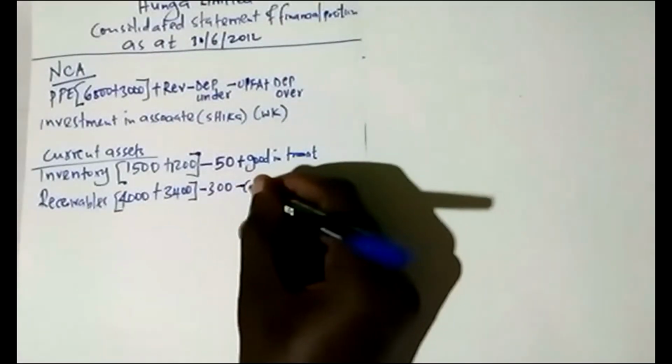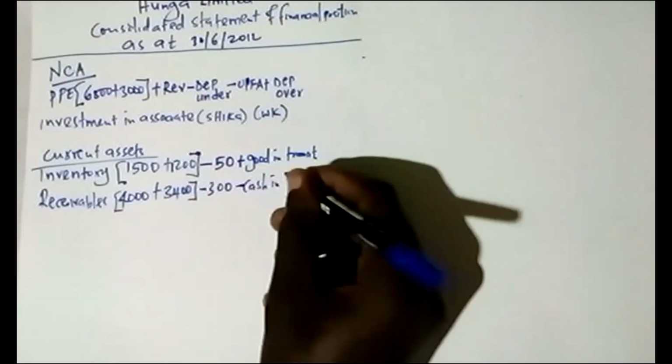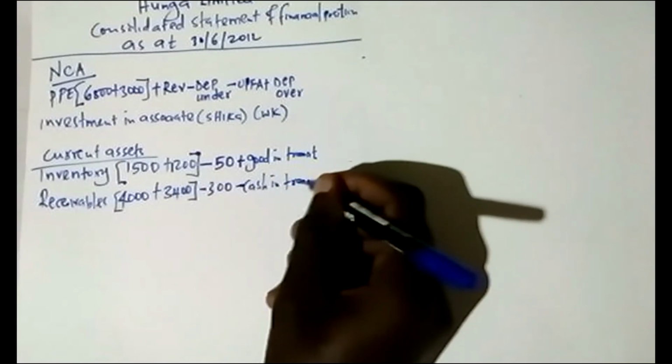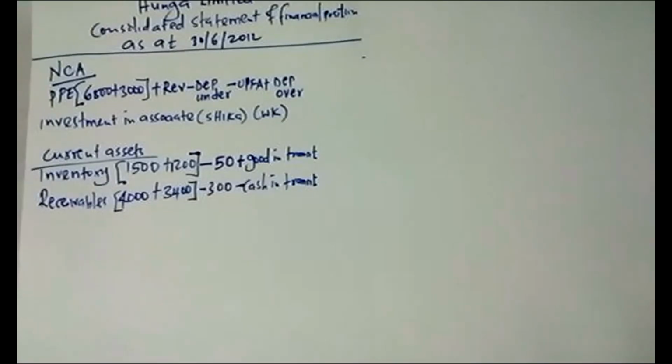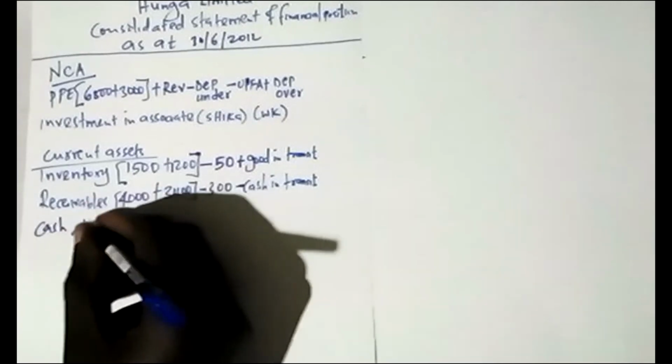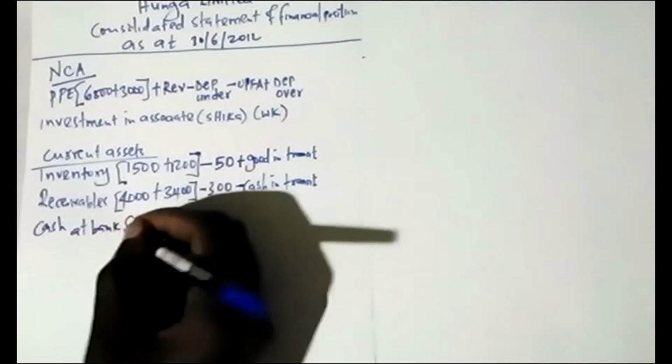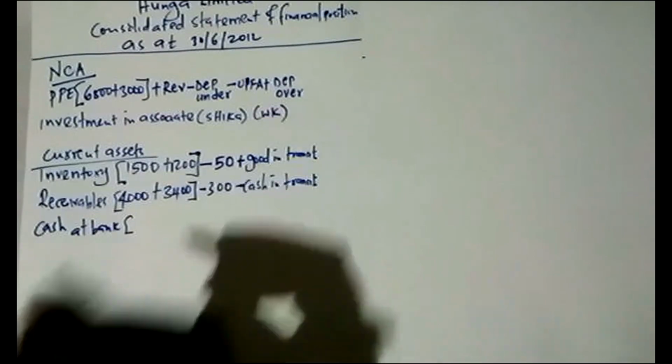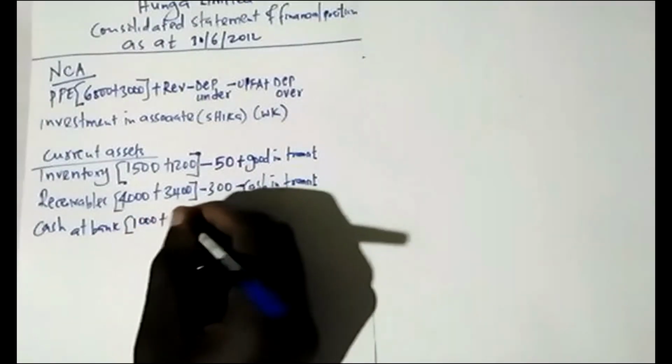Again, if there was cash in transit, we subtract. But this was an amount sent by one entity and it was never received by the other by the end of the period out of the outstanding amounts. Then after you have subtracted cash in transit up there, you add under the cash at bank. So we have cash at bank. So the cash at bank is 1,000 plus 600.